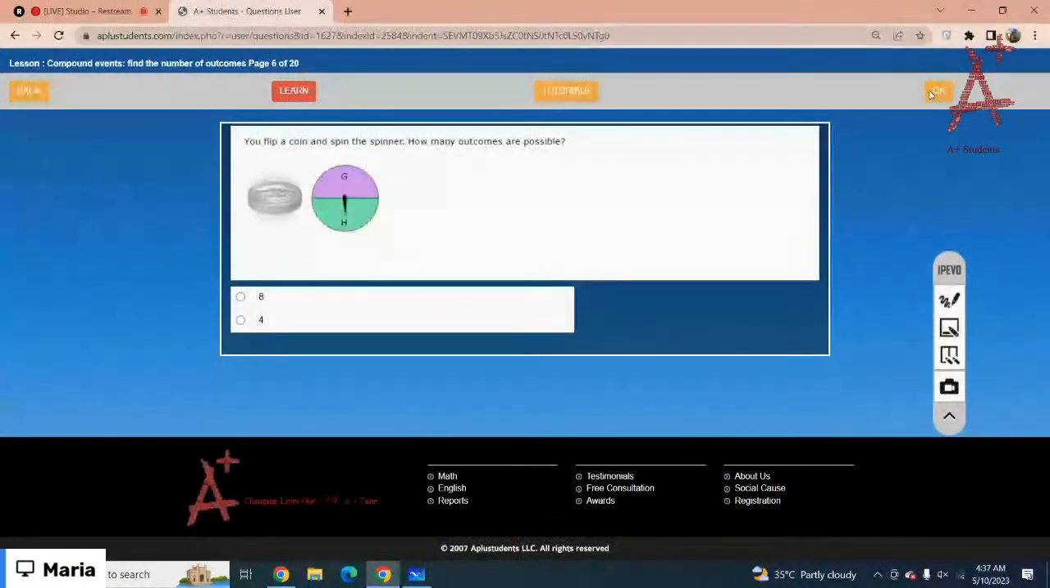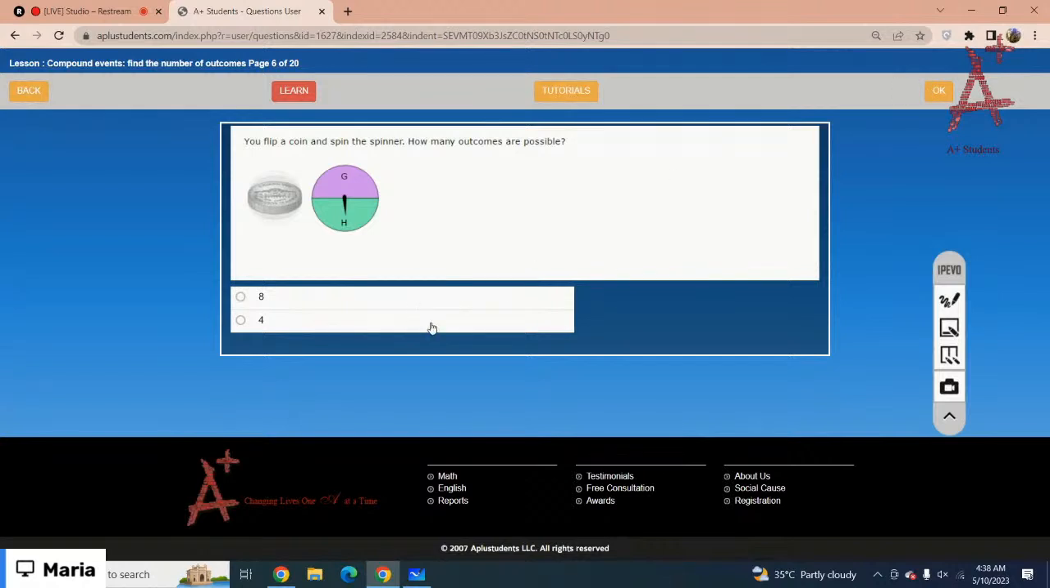Okay, the next one is you flip a coin and spin the spinner. How many outcomes are possible? So which is the correct option? It will be 2 times 2. So that means the total outcomes are 4. The correct option is 4.